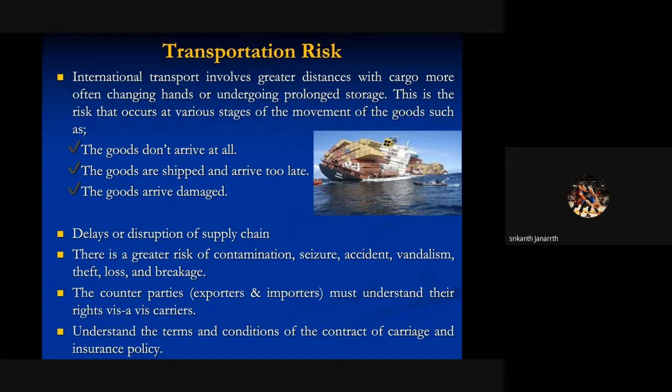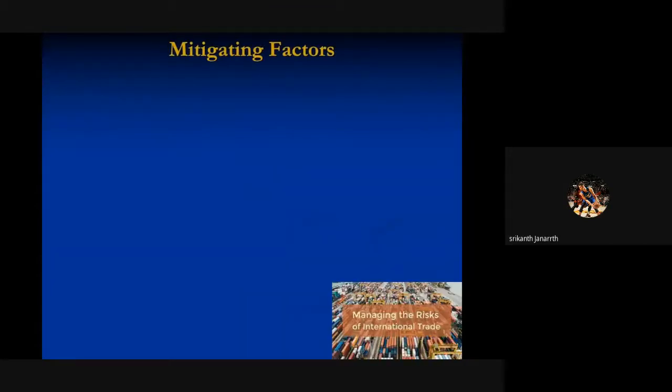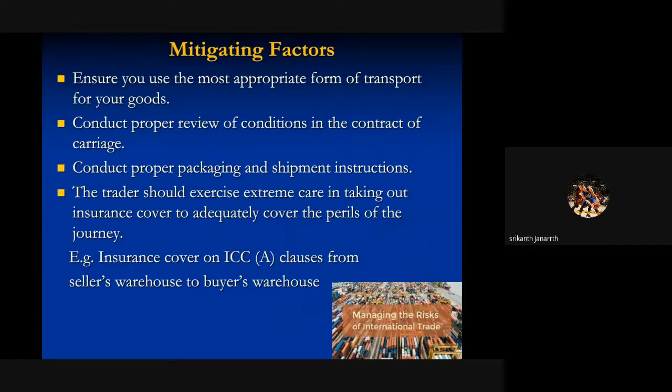So, what are the mitigating factors? The mitigating factor could be what? Definitely insurance. Select the most appropriate form of transport. Yes, you select the most appropriate transport, but accidents cannot be avoided. So you need to have a proper contract. In the event of losses, what does the contract of carriage say? What compensation will be paid? Accordingly, you have to take the insurance, right?